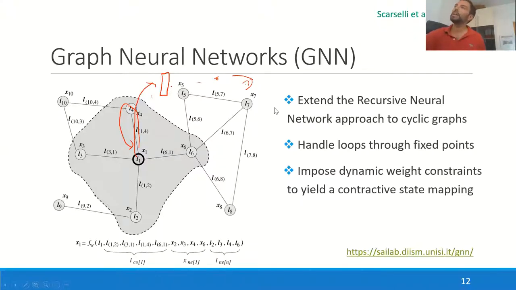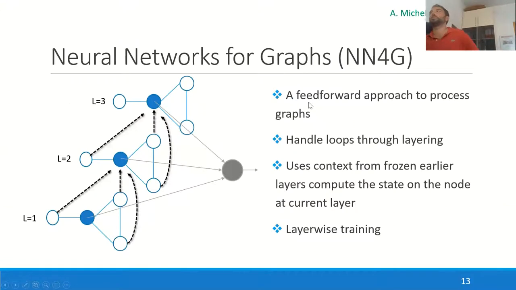Now, the alternative approach, the approach from Alessio Micheli from the University of Pisa, the neural network for graphs from 2009, is that of a completely feed-forward network. What you see on the left-hand side is a very simple graph with four nodes. Let's focus on this node here. This node is mutually dependent on a set of nodes, but I really don't care.